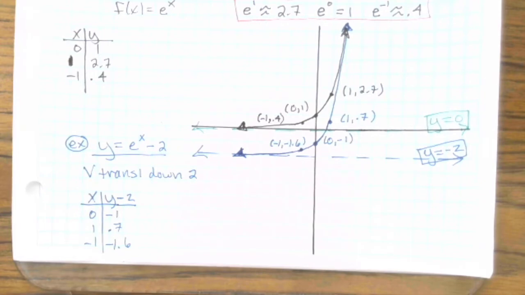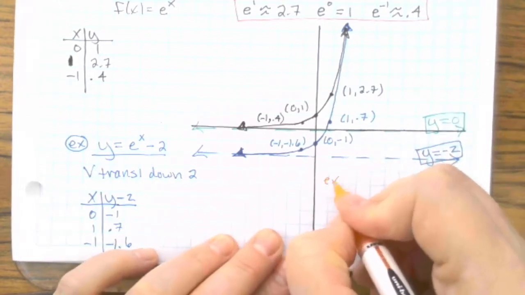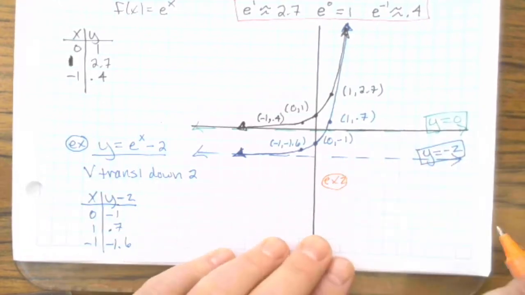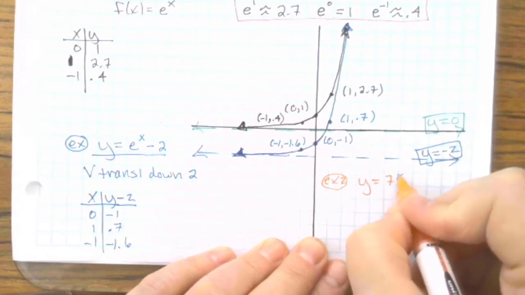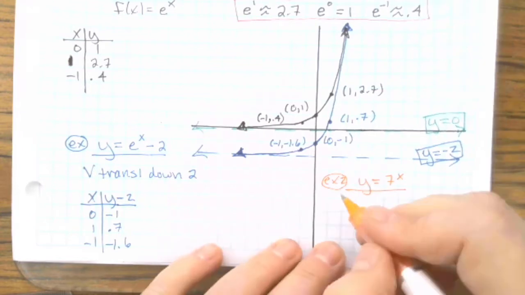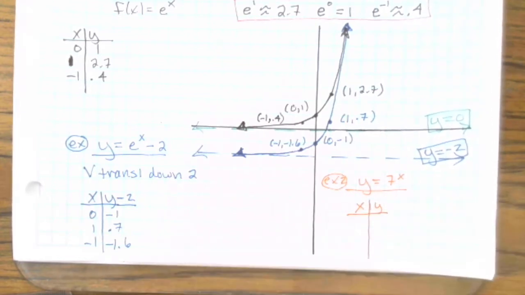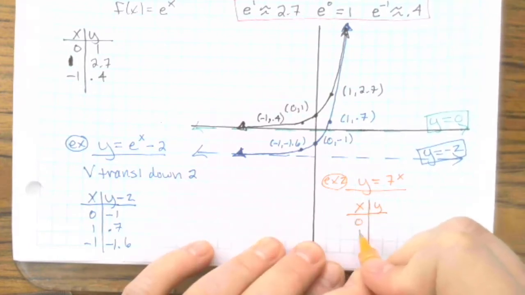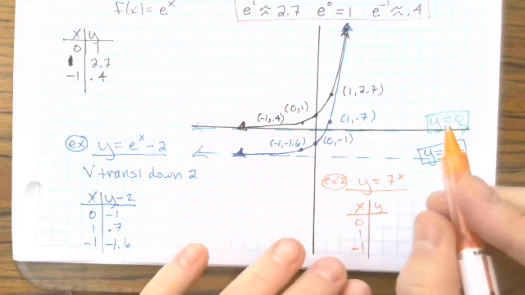All right, last graph we're going to put on this one. So we'll call this one example 2. We're going to do y equals 7 to the power of x. So we're going to change the base on this to a 7. It's no longer natural log. So let me draw a t-chart. And again, 0, 1, and -1 still make really good values for x's because they're easy to calculate.